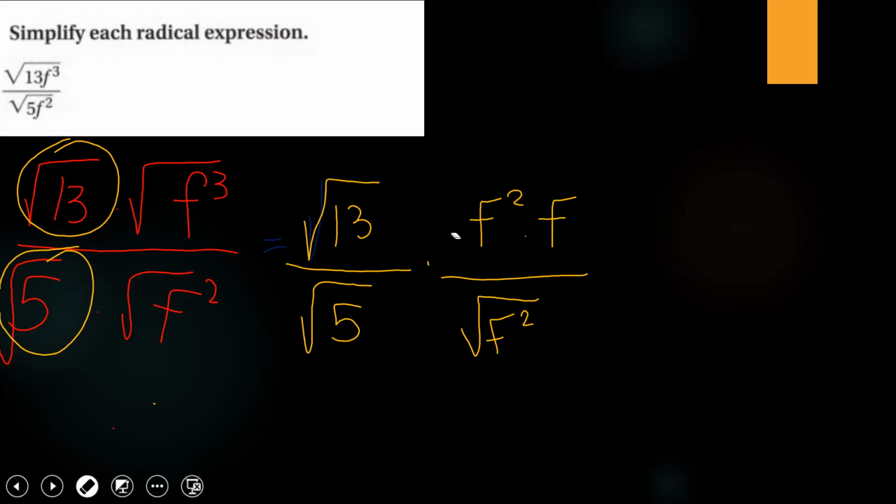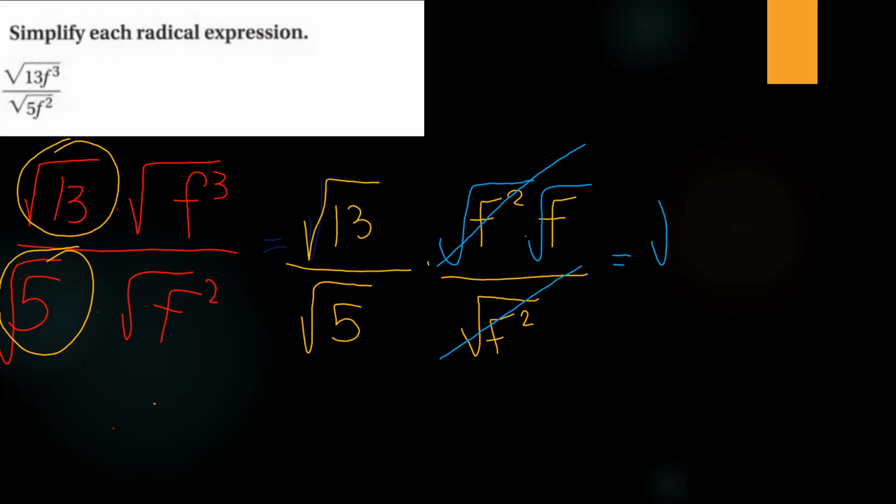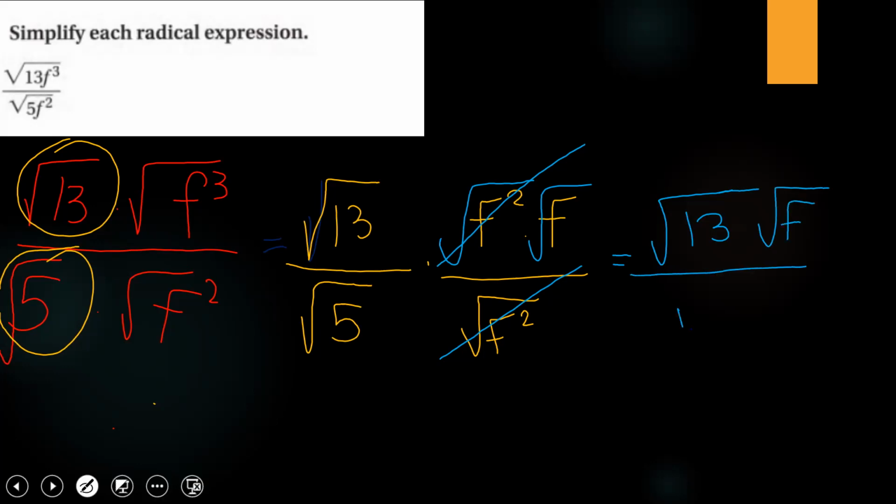As we said before, we can distribute the square root on them like this. Then the square root of f squared cancels with the square root of f squared because they are the same. Is it right? Yes. Okay. Then after that, the square root of 13 times the square root of f over the square root of 5. Now, is it a simplified one? No. Teacher, you have to multiply 13 with f under the same square root. Bravo.